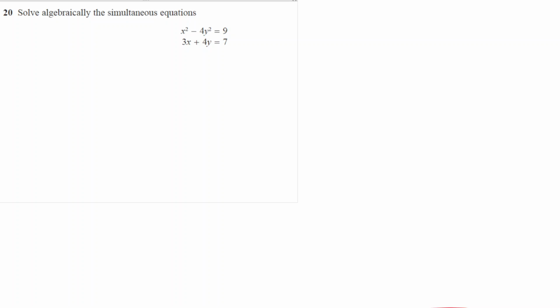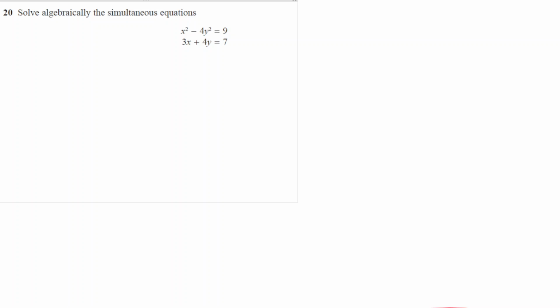Welcome again to the hardest questions challenge. This one here is from 2019, paper 3 higher. Solve algebraically the simultaneous equations x squared minus 4y squared equals 9 and 3x plus 4y equals 7.